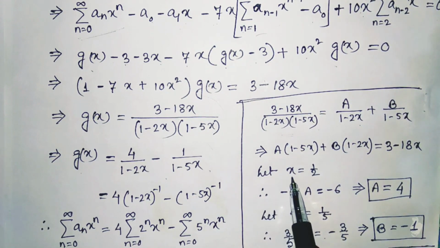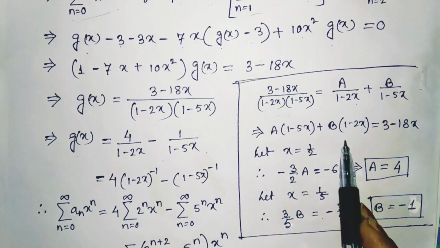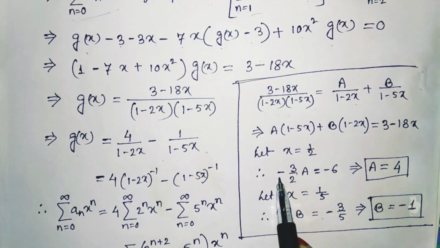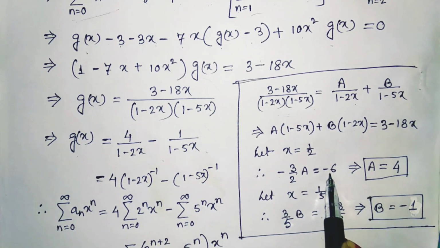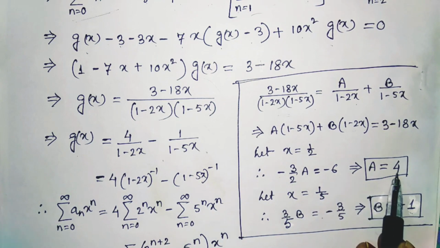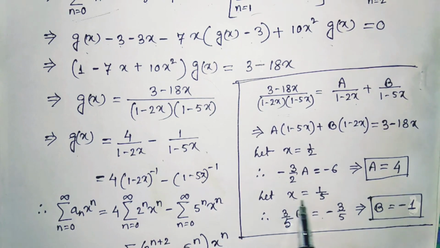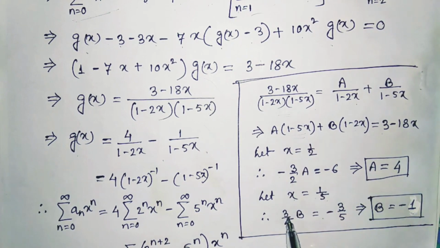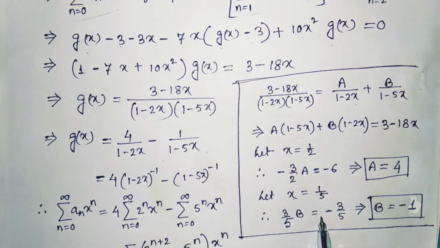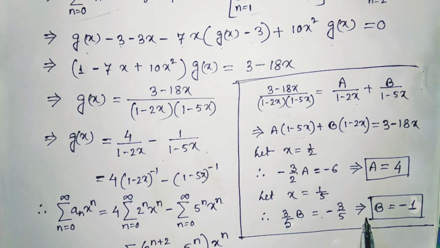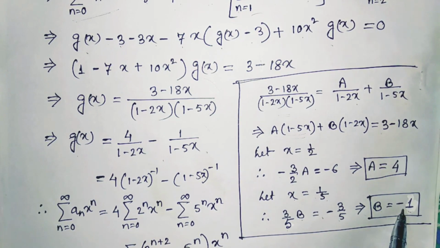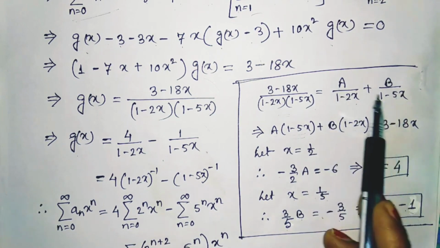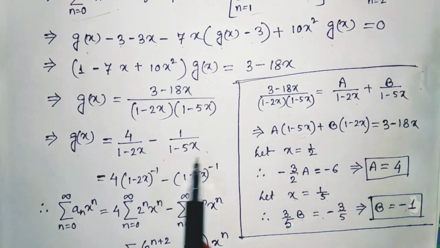So if we substitute x equals half, then this part is 0 and we will find out minus 3 by 2 a equals minus 6, which will imply a equals 4. And if we substitute x equals 1 by 5, then this part becomes 0 and we will find out 3 by 5 into b equals minus of 3 by 5, which will imply b equals minus 1.